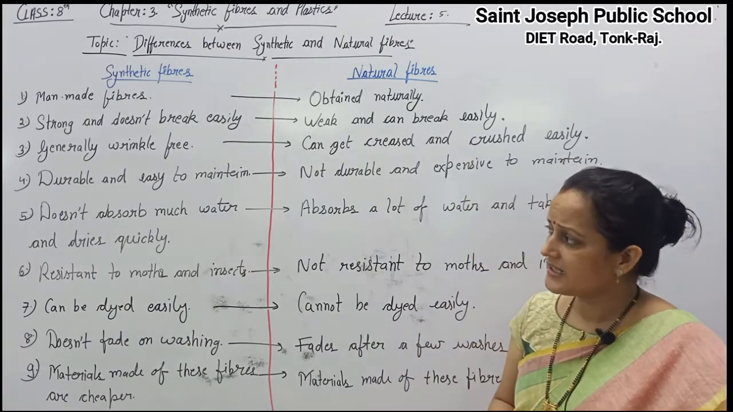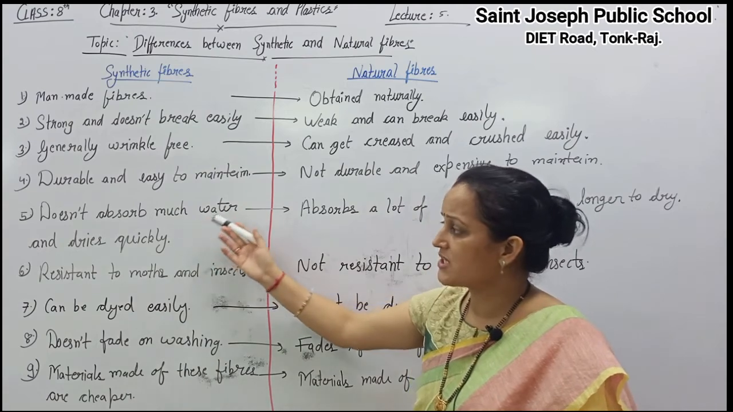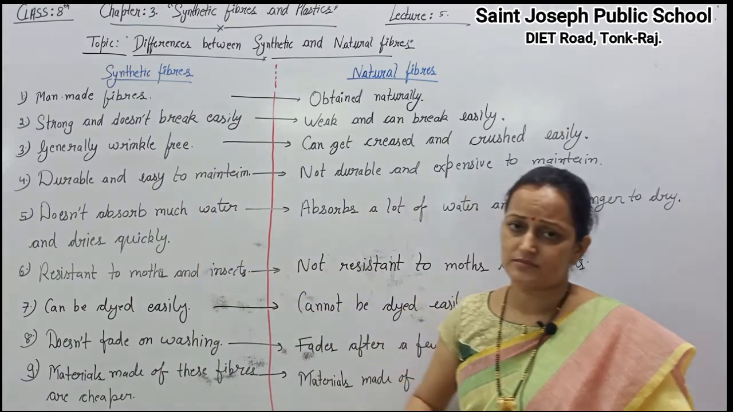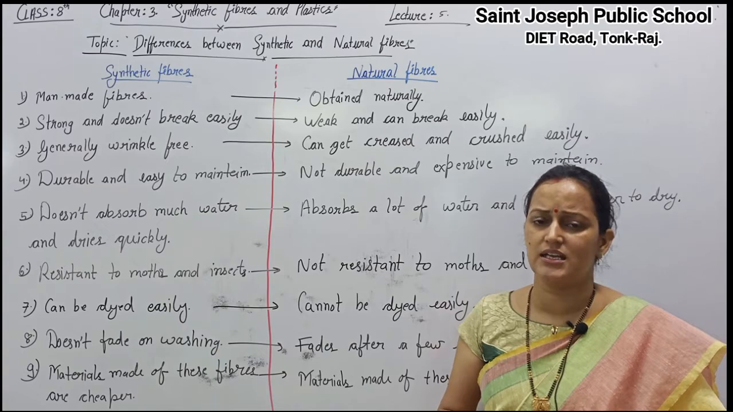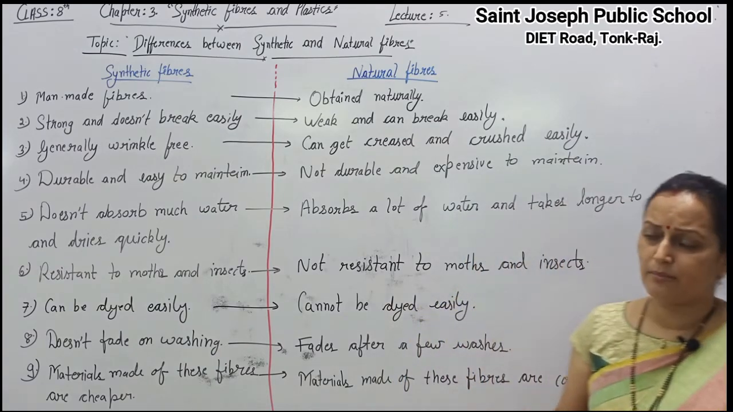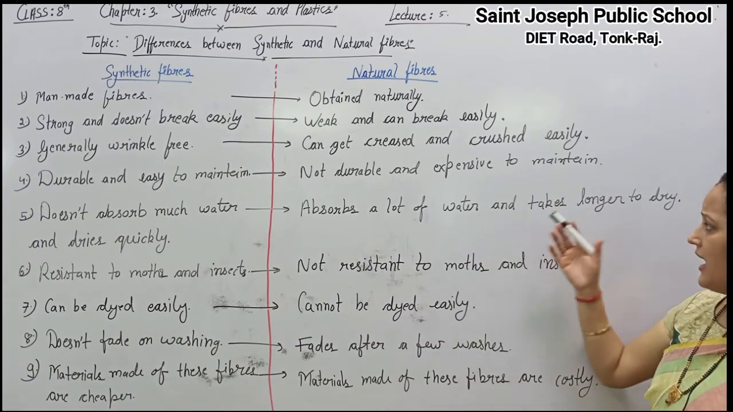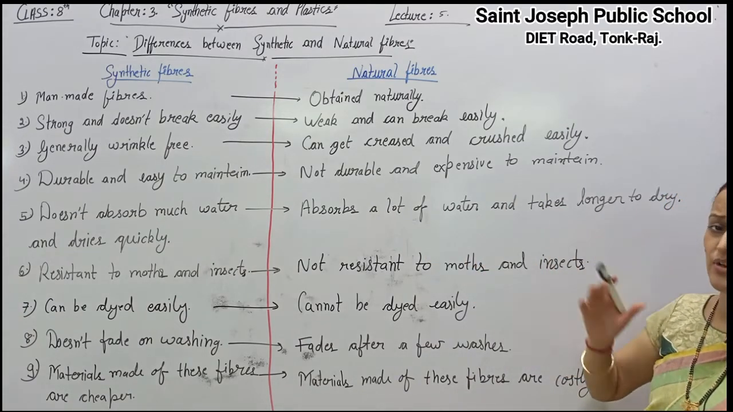The next difference is that synthetic fibers don't absorb much water and dry quickly. ये जल्दी से ड्राई हो जाते हैं, ज्यादा वाटर को, मॉइस्चर को ये एब्जॉर्ब नहीं करते हैं. But natural fibers, they absorb a lot of water and take a longer time to dry.